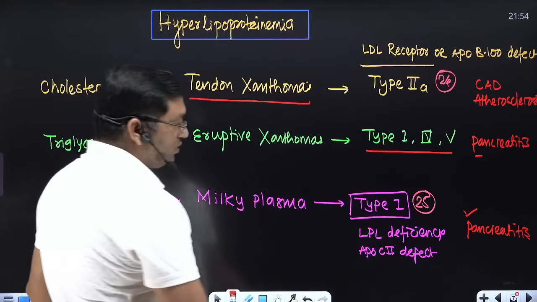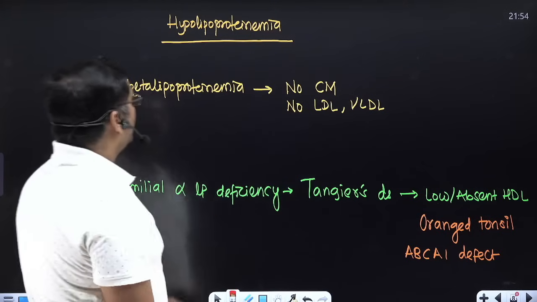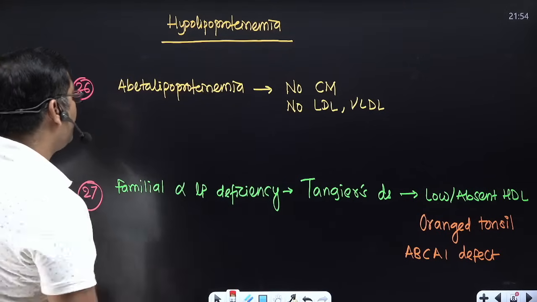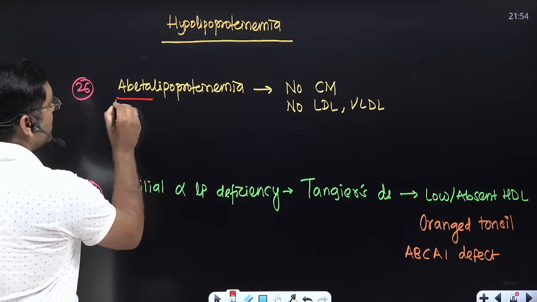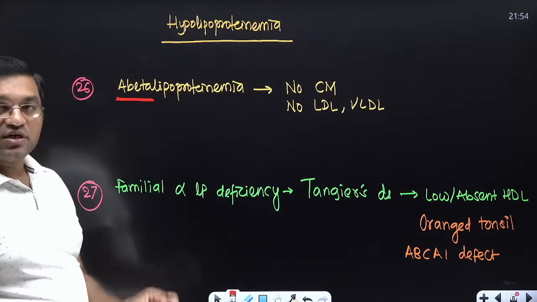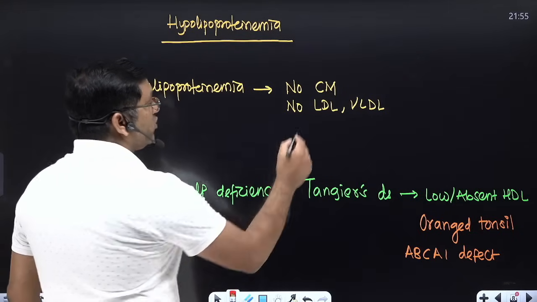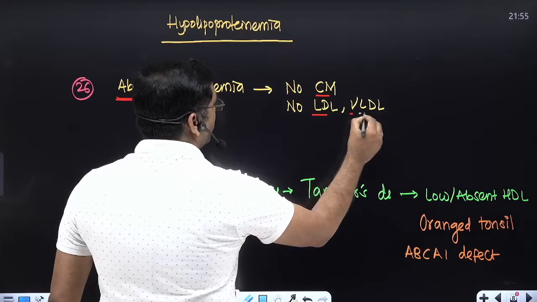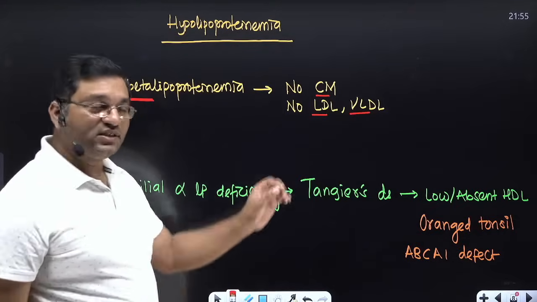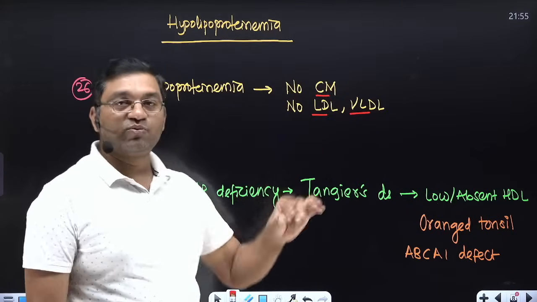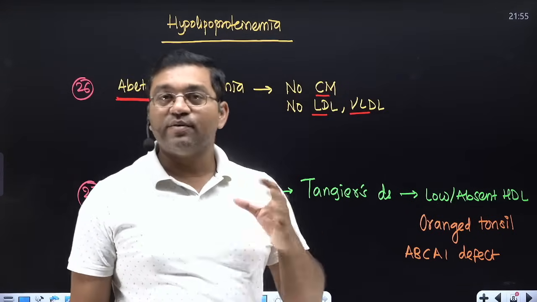Then in hypolipoproteinemia, abetalipoproteinemia means no beta lipoprotein synthesis. Because of no beta, there is no chylomicron, no LDL and no VLDL. Only HDL is there, and it is normal. All other beta lipoproteins are abnormal or absent.